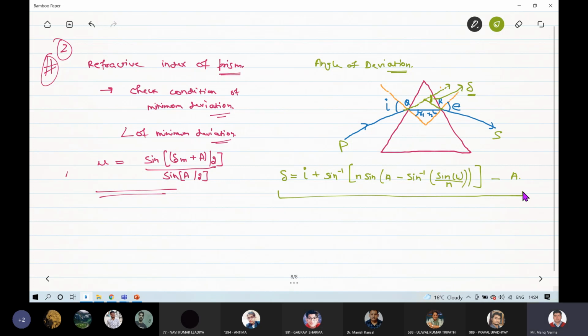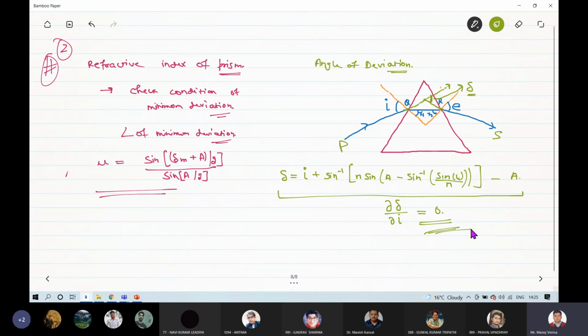But from this expression, I can say that this is a very complex expression. And if I want to find the minimum and maximum of this delta, for which values of I and for which values of n this delta will go to a minimum or maximum value, then I can find the differential of this deviation angle with respect to I, and put it equal to 0. And I will find what will be the value of I. For finding any minima and maxima, we do this.